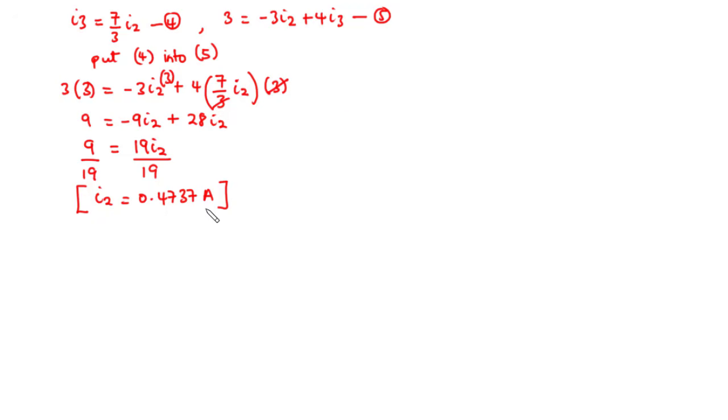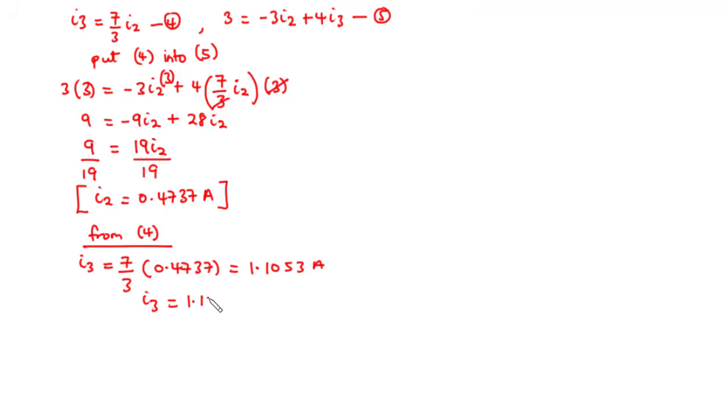Now we can put I2 into equation 4 to find I3. So from equation 4, we have I3 equals 7 over 3 times I2, 0.4737, and that is equal to 1.1053 amperes. So we have I3 to be equal to 1.1053 amperes.